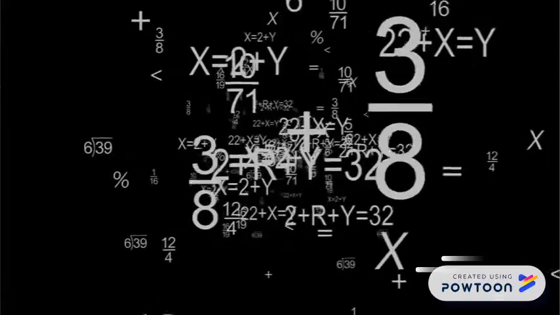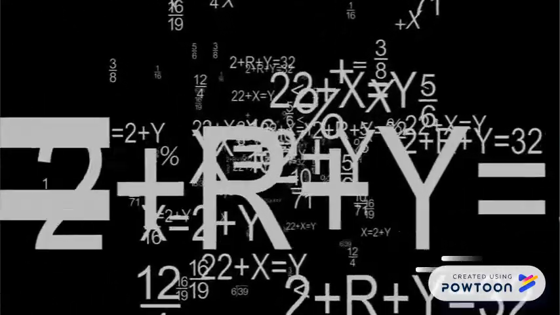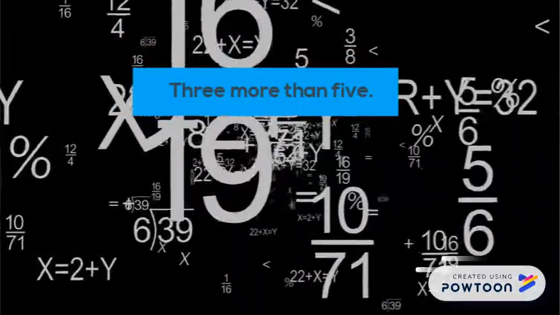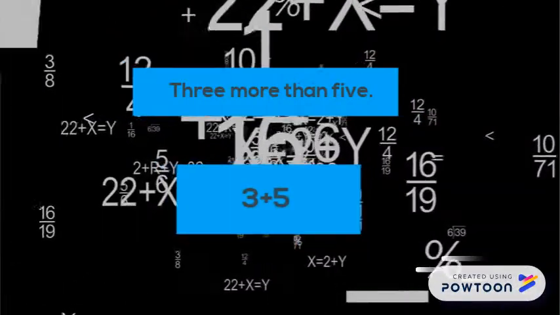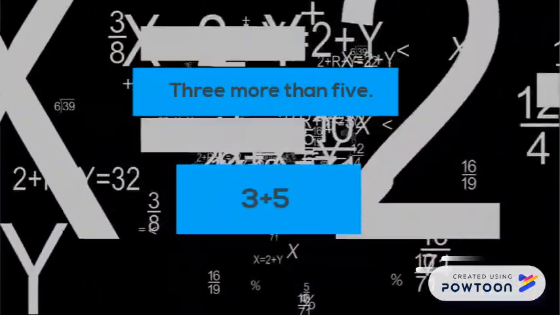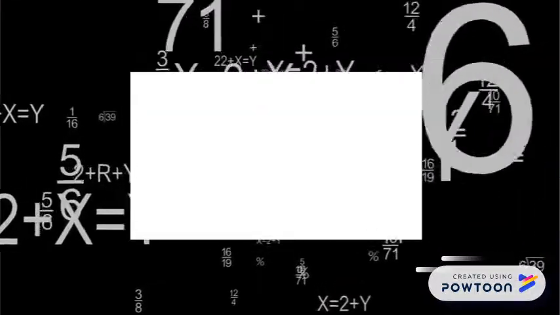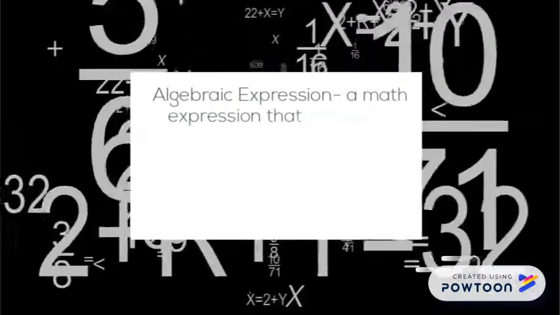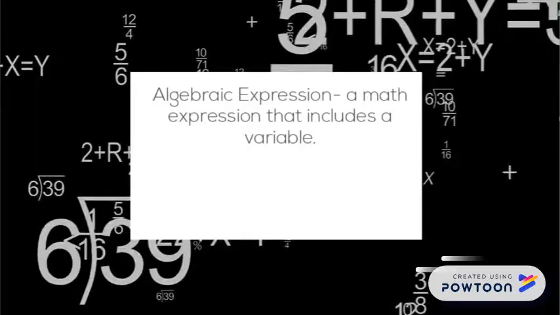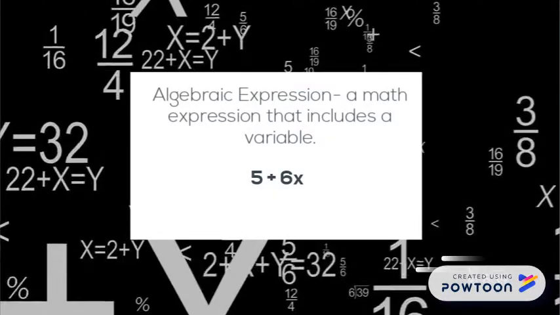Sometimes in math, we describe an expression with a phrase. For example, the phrase 3 more than 5 can be written as 3 plus 5. Similarly, when we describe an expression in words that includes a variable, we're describing an algebraic expression, an expression with a variable. Before we get into this, I want you to understand what a variable is.